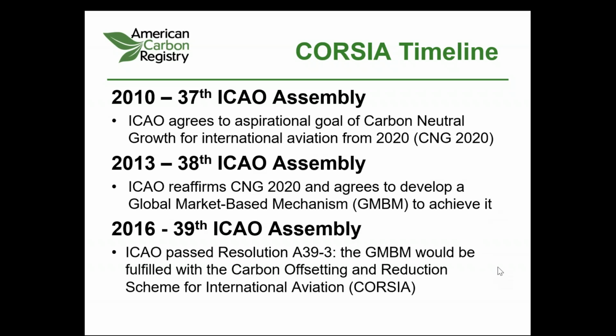In 2010, at the 37th ICAO Assembly, they agreed to an aspirational goal of carbon neutral growth for international aviation from 2020. In 2013, at the 38th ICAO Assembly, they reaffirmed carbon neutral growth from 2020 and agreed to develop a global market-based mechanism to achieve it. And in 2016, at the 39th ICAO Assembly, the 192 member countries of ICAO passed Resolution A39-3. The global market-based mechanism would be fulfilled with the Carbon Offsetting and Reduction Scheme for International Aviation, or CORSIA.